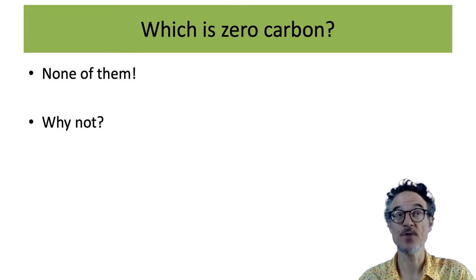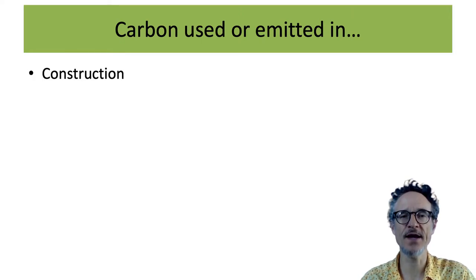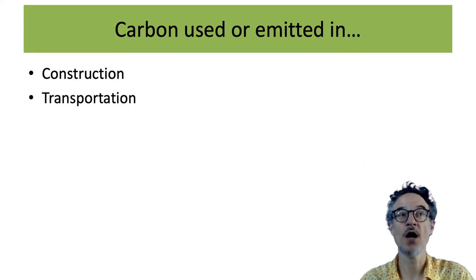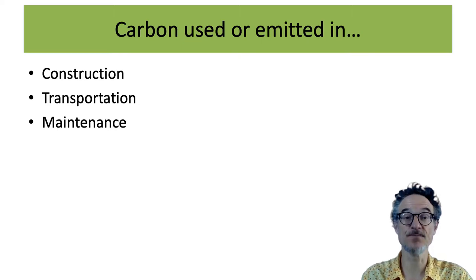Why not? Well, we need to think about the whole process. If we're making some kind of power system, some kind of power station, if we're building a dam, we need to build the dam. And that's going to use concrete. Concrete produces carbon. We may use solar panels. How do we get the solar panels to our house? They're probably going to drive in a truck. We have transportation. Most power systems need maintenance. Often there's some carbon emitted during the maintenance.